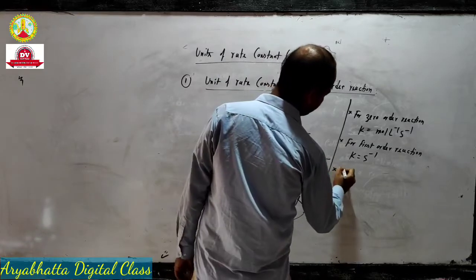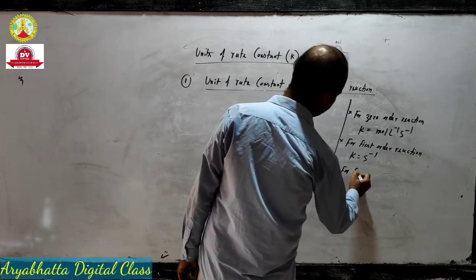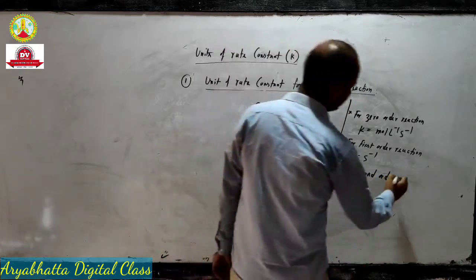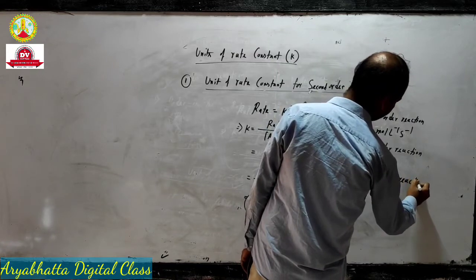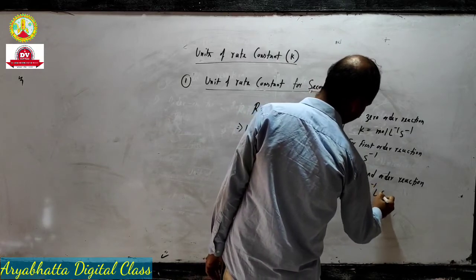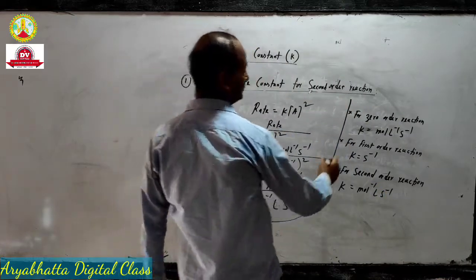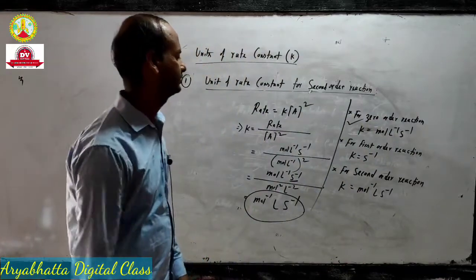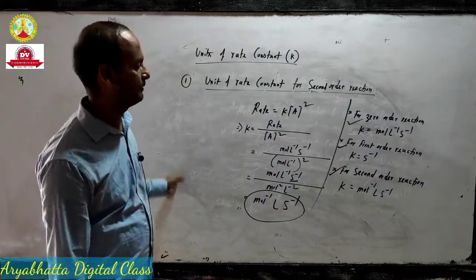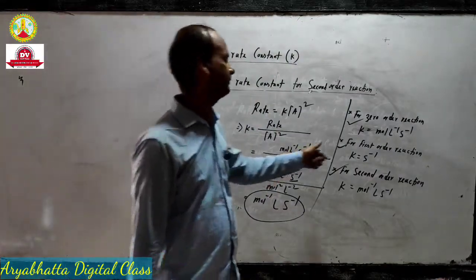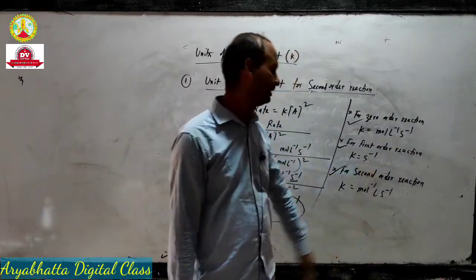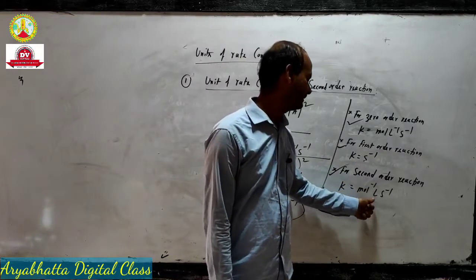Now for a second order reaction, what is the unit of the rate constant? k equals mol to the power minus 1 liter s to the power minus 1. Please remember the unit of rate constant for zero order, first order and second order reactions. Suppose the question is a one mark question in the board exam: what is the unit of rate constant for a first order reaction? Write down second inverse. For second order it was mol to the power minus 1 liter s to the power minus 1.